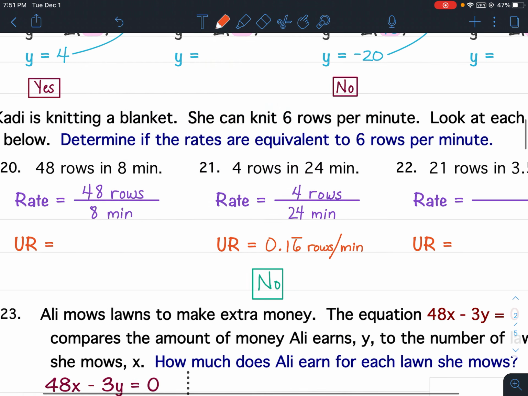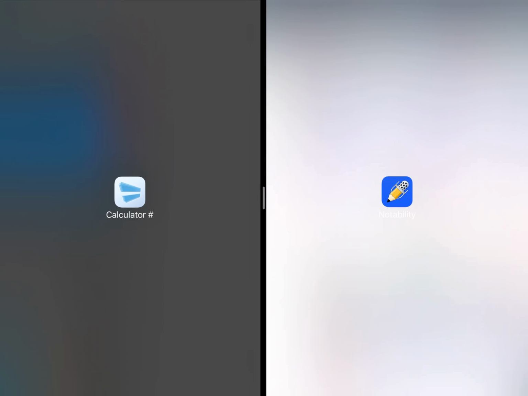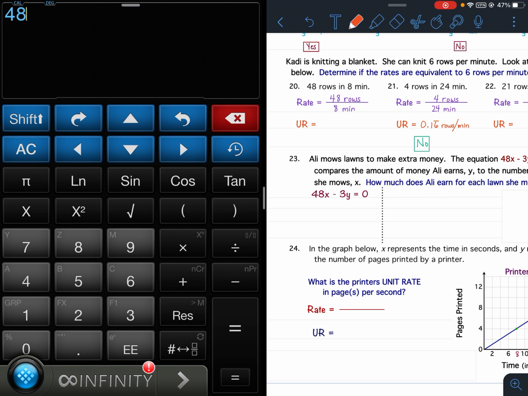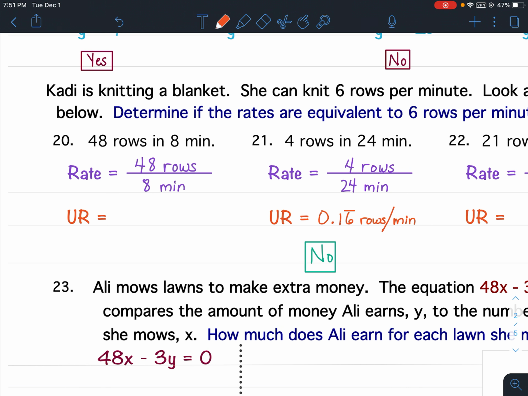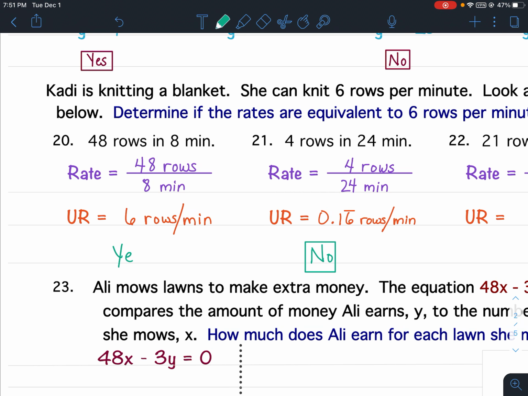So let's look at number 20. 48 divided by 8 is 6. So this one I did get 6 rows per minute. And since I got the same thing as what Katie did, this answer is yes.